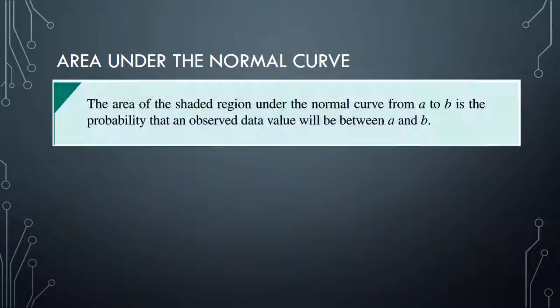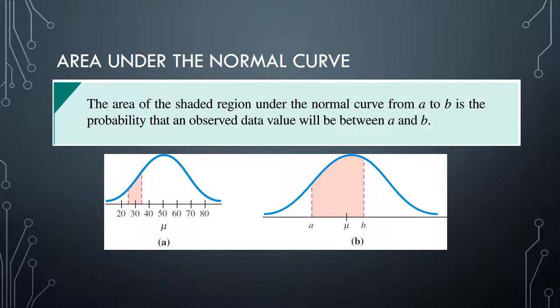So the area of the shaded region under the normal curve from A to B, as you see here, is the probability that an observed data value will be between A and B. Here's a couple of examples here. The one on the left has specific numbers put in. The one on the left, you're finding the probability that, I think this was a graph for rainfall, that the rainfall will be between 25 and 35 inches for the year or something like that.